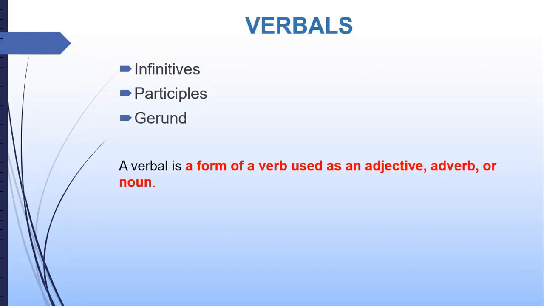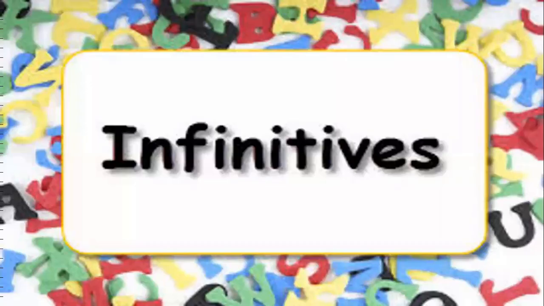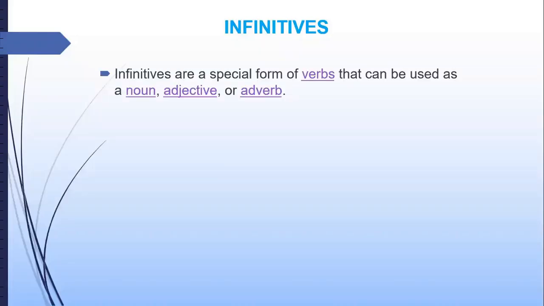What are verbals? A verbal is a form of verb used as an adjective, adverb, or a noun. So let's see what we are going to do today. For today, we are going to discuss infinitives, and the remaining two, inshallah, in some other video. Infinitives are a special form of verb that can be used as a noun, adjective, or adverb. It means we are talking about to plus verb first form.